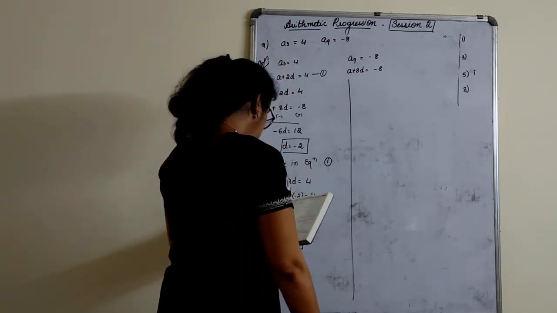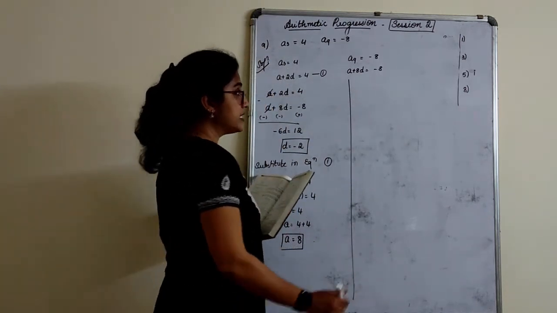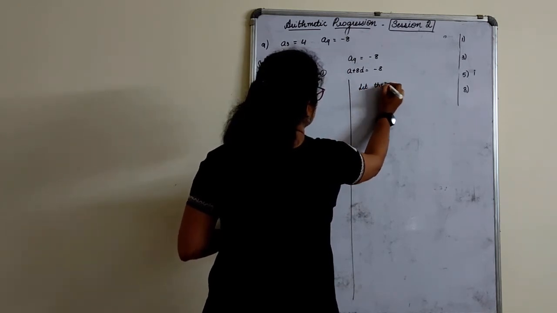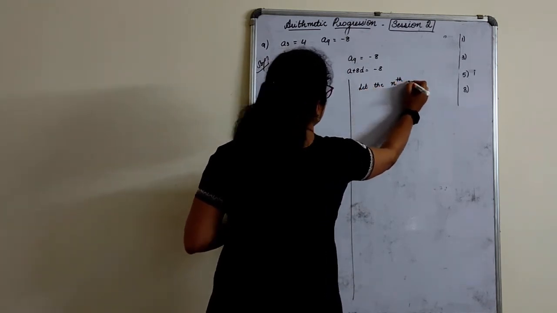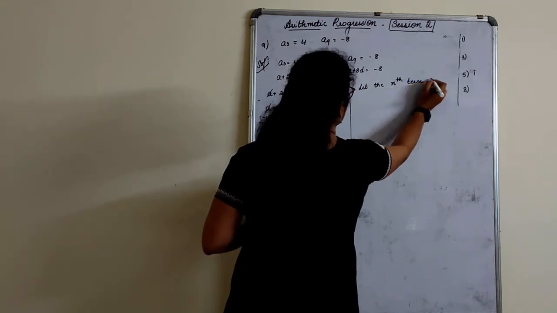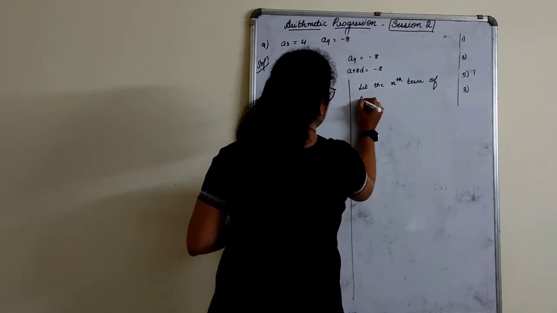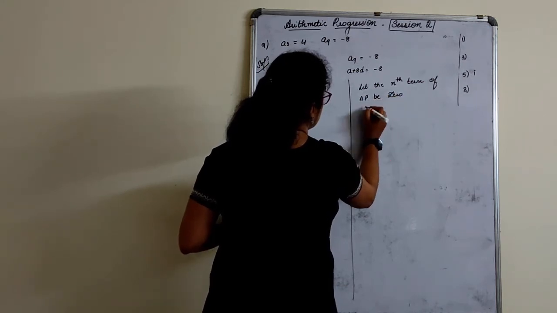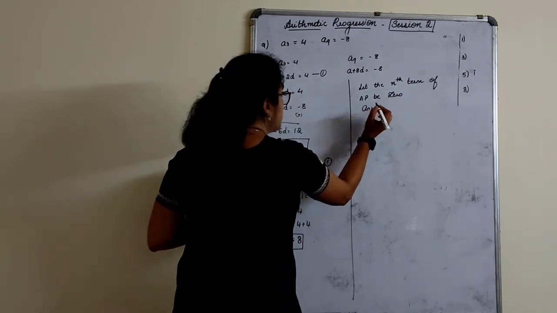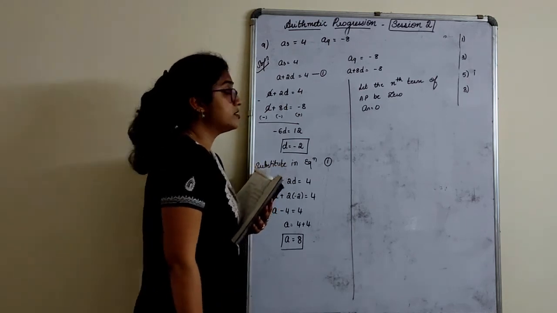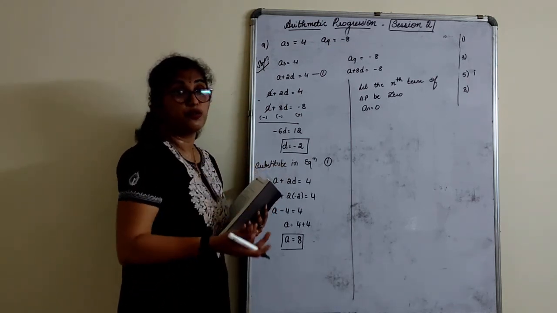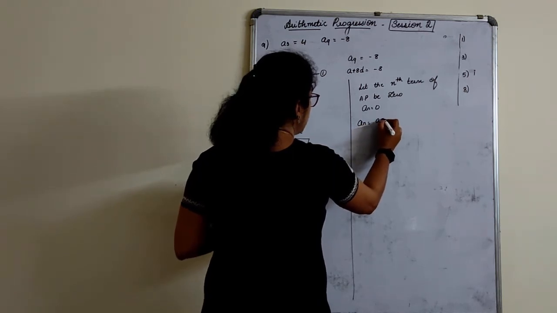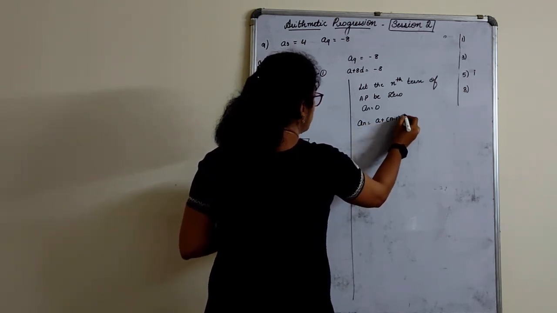Okay, come back to the question. Which term of the AP is 0? Let the nth term of the AP be 0. An is equal to 0. Why nth term? Because we don't know which term number it is. N we have to also find. So now An is equal to A plus N minus 1 of D.